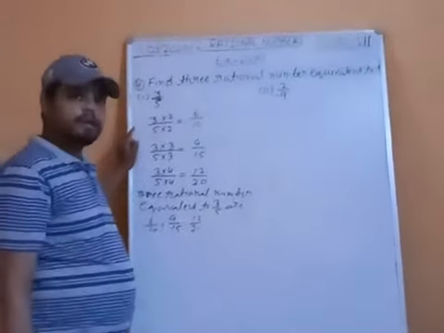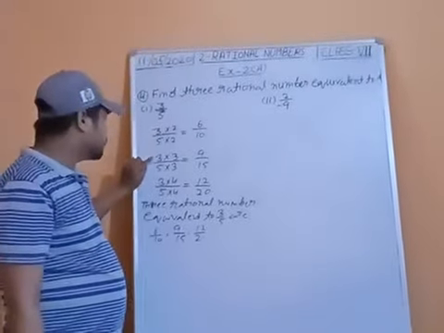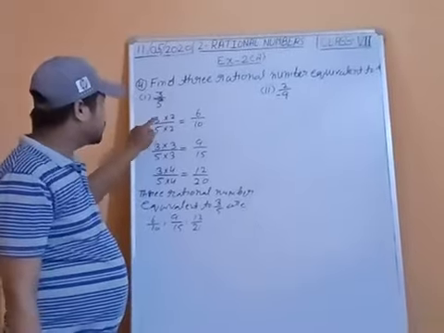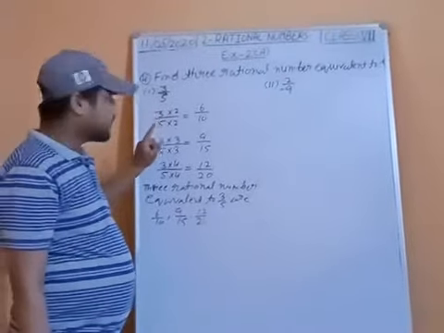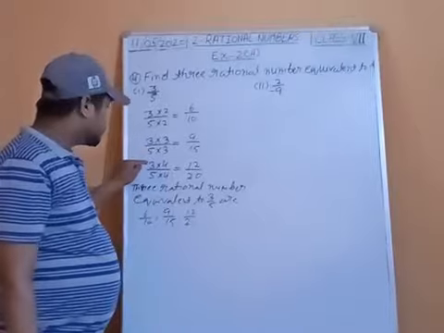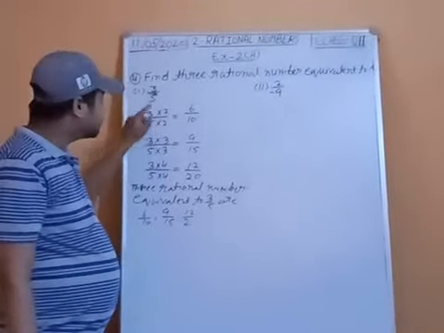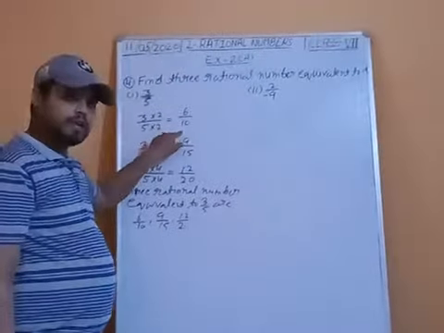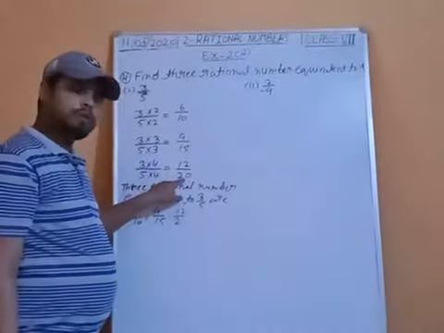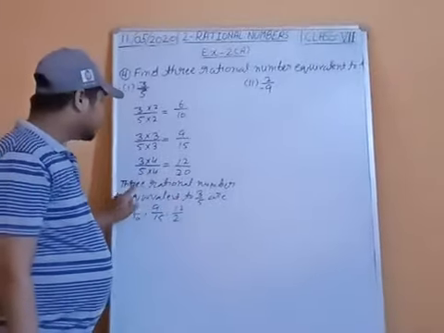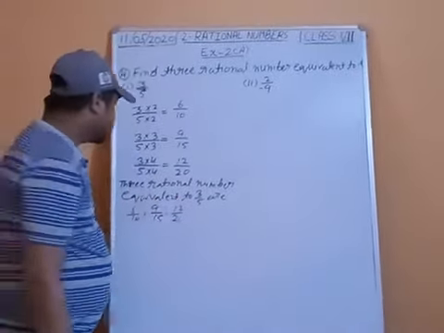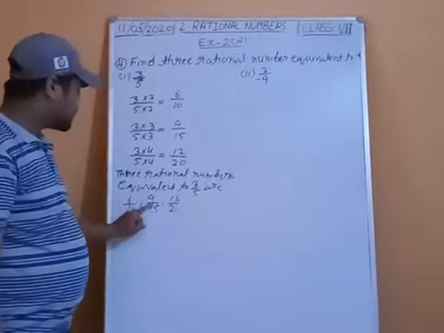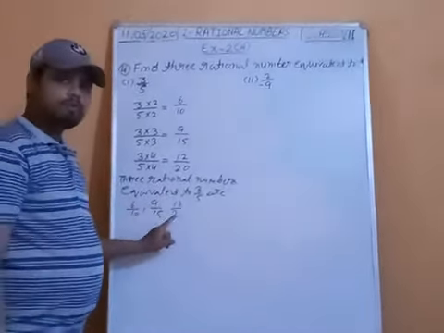First we will write 3 times 3 upon 5. In the first, multiply by 2 in both numerator and denominator, in the second by 3, and in the third by 4. After multiplying numerator and denominator both, what are we getting? 6 upon 10, 9 upon 15, 12 upon 20. So 3 rational numbers equivalent to 3 upon 5 are 6 upon 10, 9 upon 15, 12 upon 20.